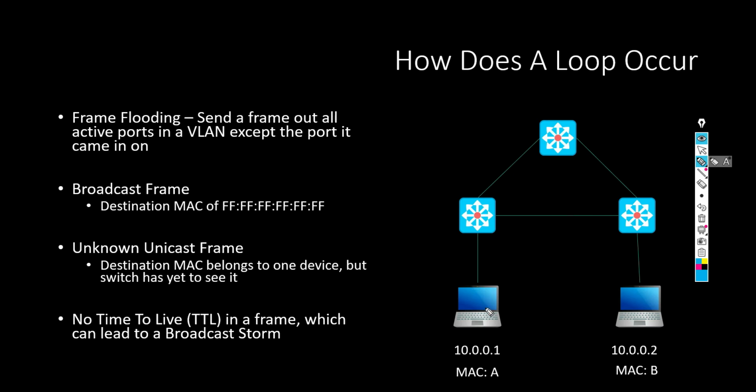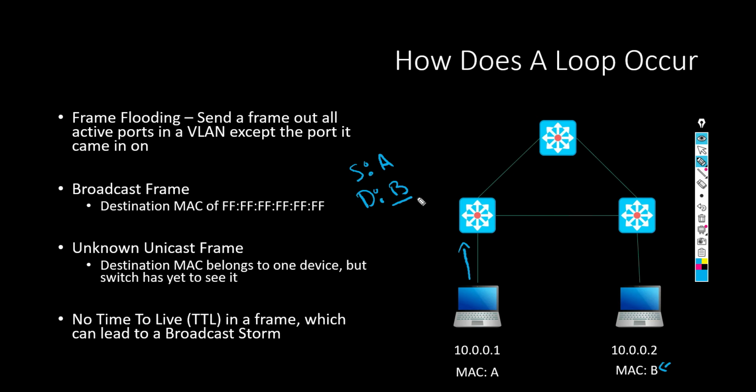So let's just say this PC here at 10.0.0.1, he's trying to send traffic to this PC at 10.0.0.2. This PC knows that the MAC address that belongs to this IP is MAC address B. So the source MAC address of the frame is going to be A, because this is the PC that's sending it, and the destination MAC address is going to be B. So it's destined, the frame that is, to go to whatever device owns this MAC, and then he sends it off into the network.